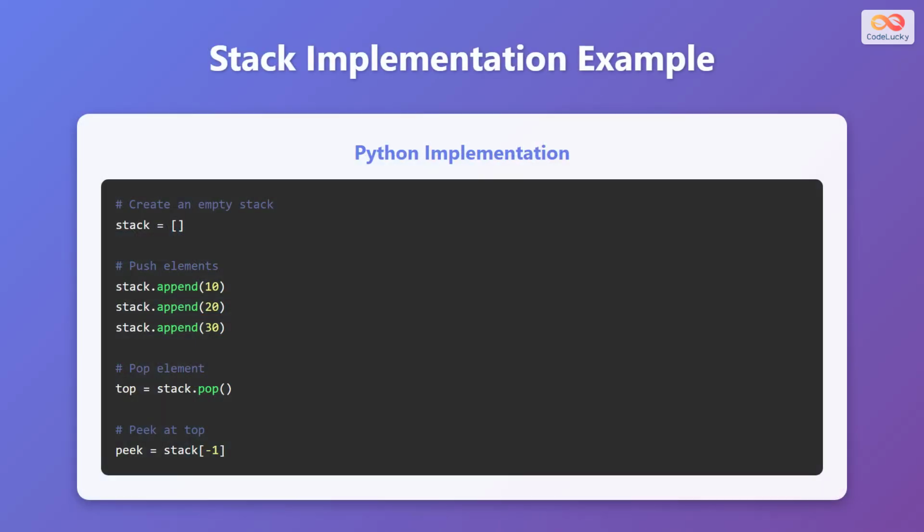Let's look at a simple implementation of a stack in Python. We start by creating an empty stack using a Python list. To push elements, we use the append method, adding 10, 20, and 30 to our stack. To pop an element, we call the pop method, which removes and returns the top element, 30 in this case. To peek at the top element without removing it, we access the last element using index -1. This implementation demonstrates how Python's built-in list can effectively serve as a stack data structure.